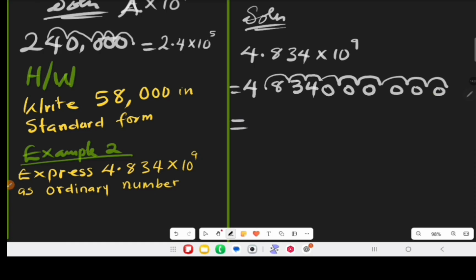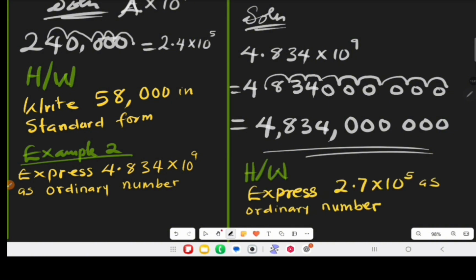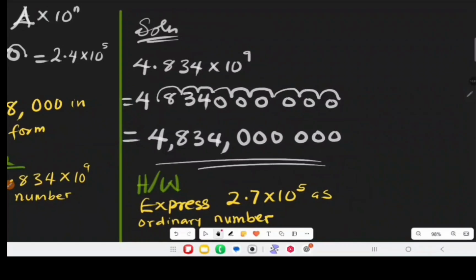Then finally, our answer becomes 4,834,000,000. This is the answer. Then I will give you homework. You leave your answer in the comment section. Then we move further and take another example.